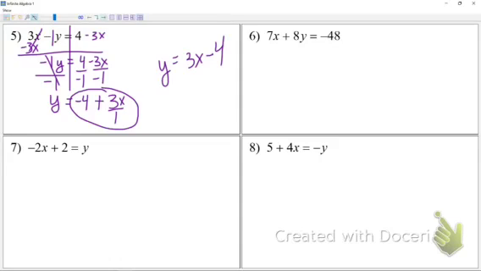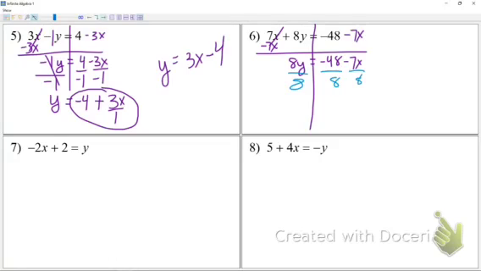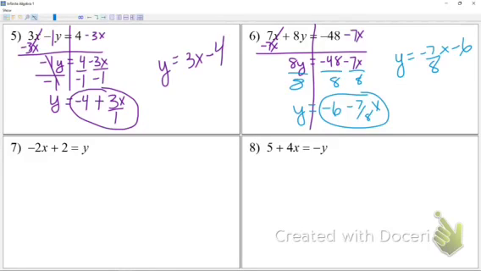Number 6, this is your basic problem. Subtract the x, divide by the y. Minus 7x, minus 7x. That leaves me with 8y equals negative 48 minus 7x. Divide by the y, so everything gets divided by 8. Everything, guys. And that leaves me with y equals negative 6 minus 7 over 8x. Flip these two around. You should have y equals negative 7 over 8x minus 6.